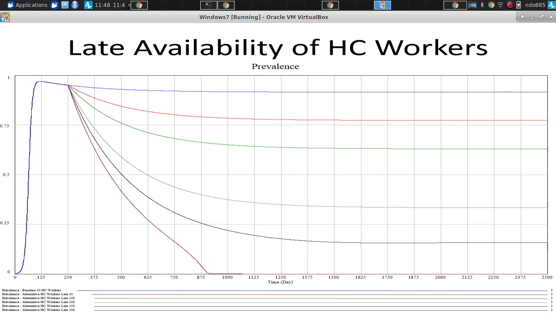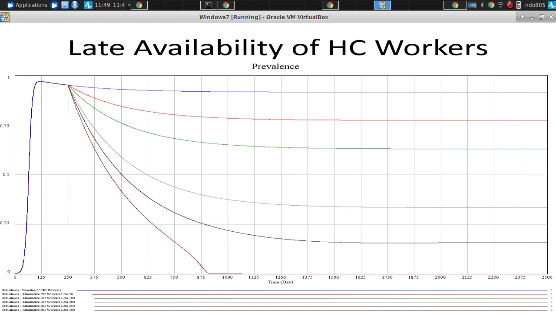Then we pull out all the stops. 200 more brought in. We had 30 originally, now we have 230. Does it eliminate it? No. We bring in 250 additional ones beyond the 30 that were there originally. Does it eliminate it? No. It's only if we bring in 300 that we can eliminate. What's going on? Here we need 330 to eliminate. That's when it makes the transition.